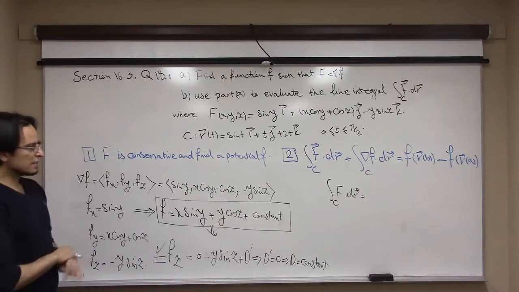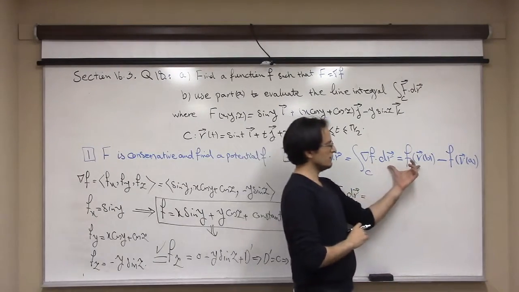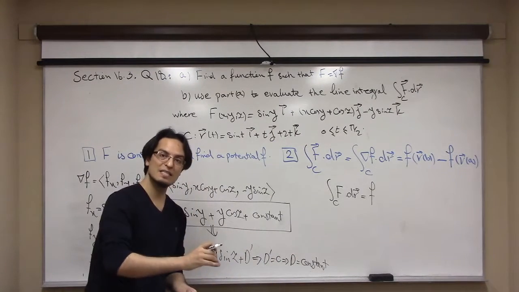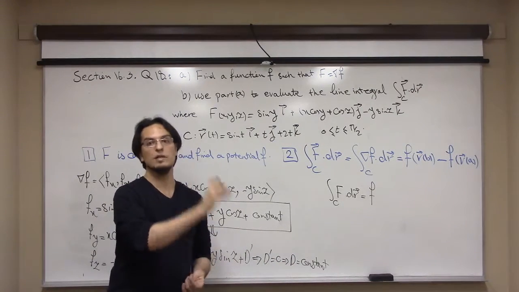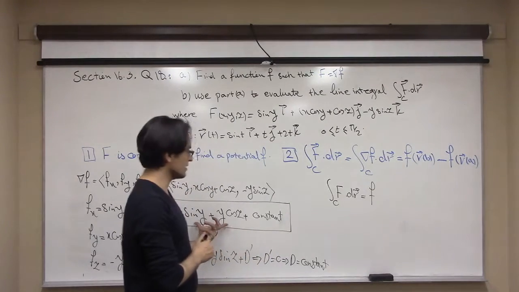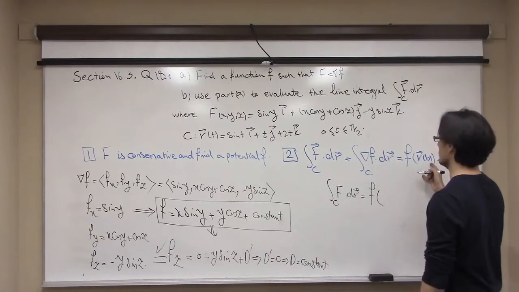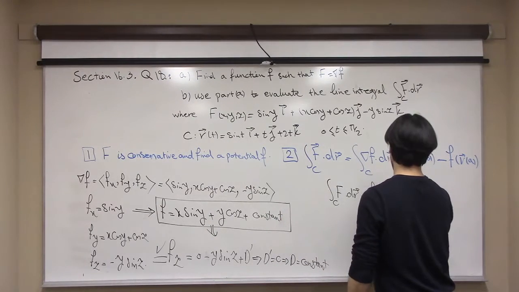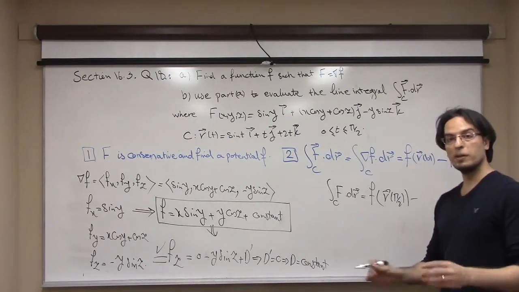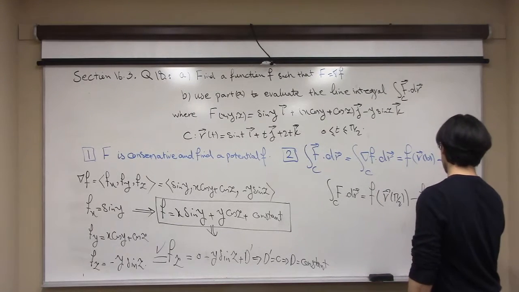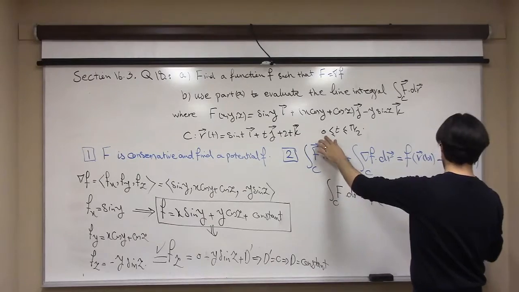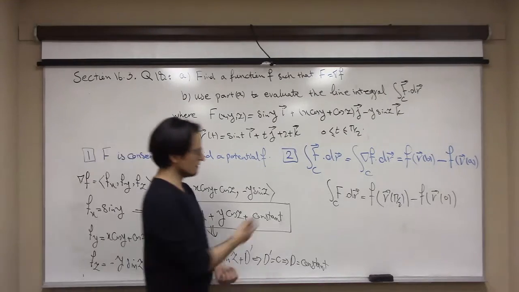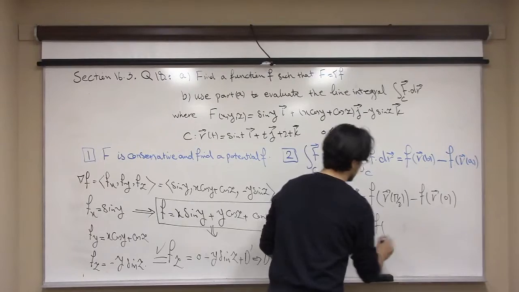Then by the fundamental theorem of line integrals, I know that if I plug the last endpoint of our curve into my potential function, and you plug in the endpoint, which is pi over 2 here, so r of pi over 2, minus plug the initial point into your potential, so f of r of 0, and subtract them, that would be equal to the value of your line integral. Okay.